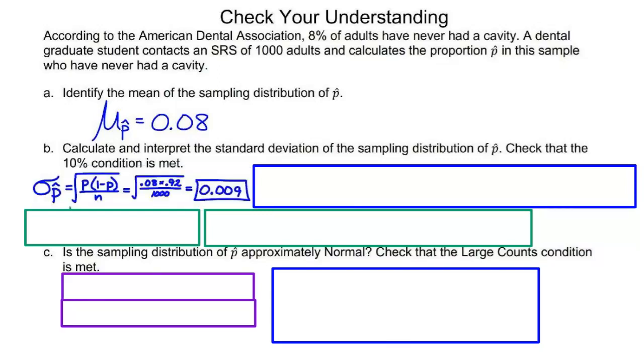Yes. I rounded it to 3 decimal places, so I got 0.009, but I usually prefer it to go out a little bit further. I just only had so much space there. How would we interpret that?